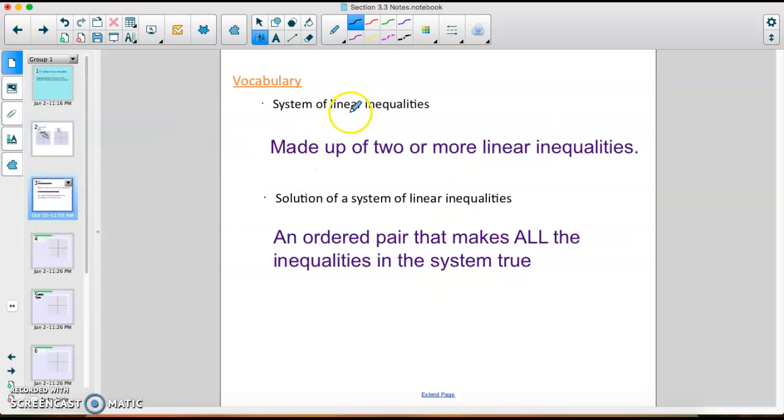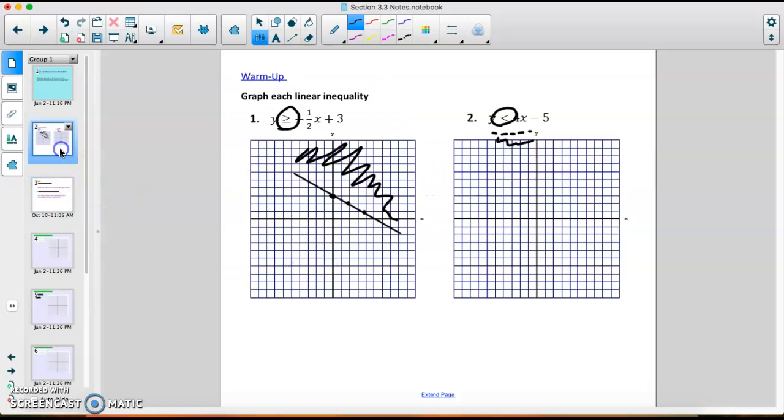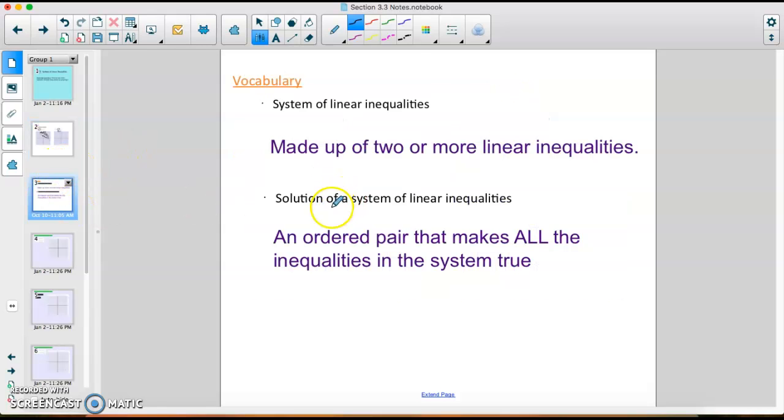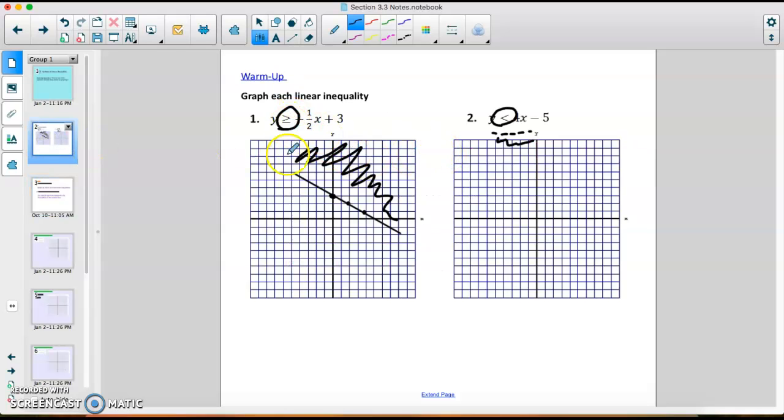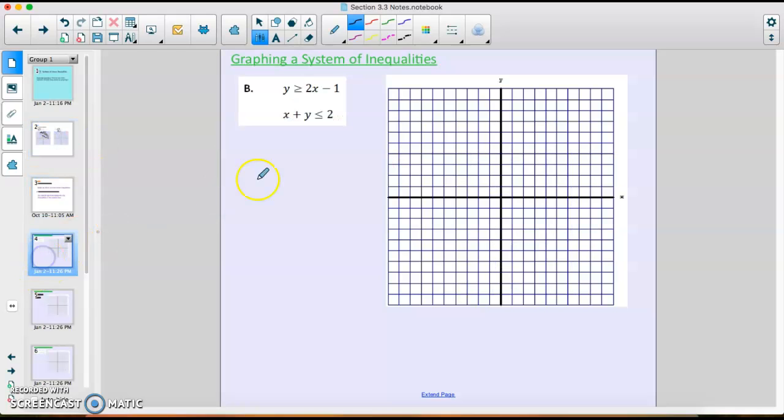All right, so some vocab here. A system of linear inequalities. Just like a system of equations had equal signs, a system of linear inequalities is just made up of two or more linear inequalities. These are linear inequalities. A solution would be the ordered pair that makes all of them true. It's very similar to what we were doing with the shading of the lines in the warm-up examples.